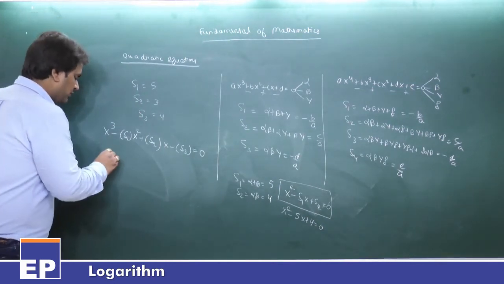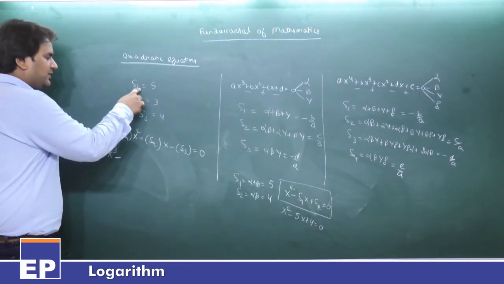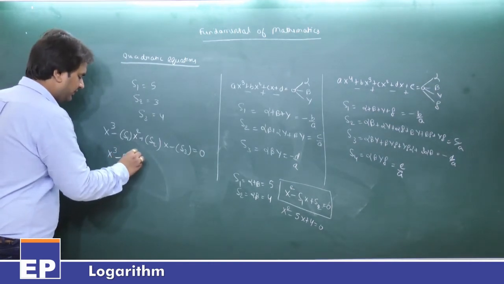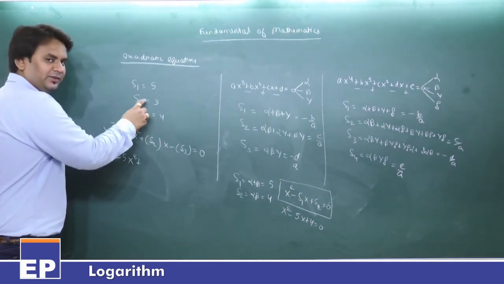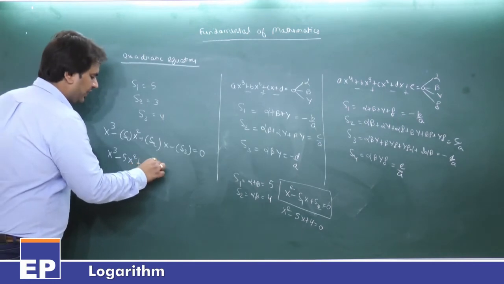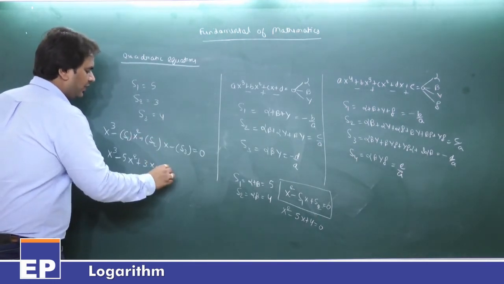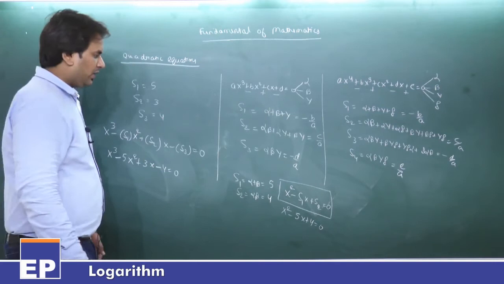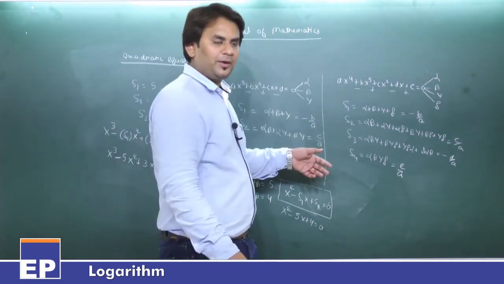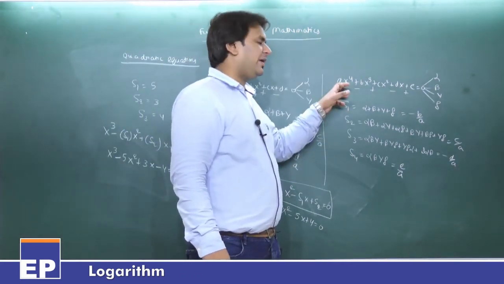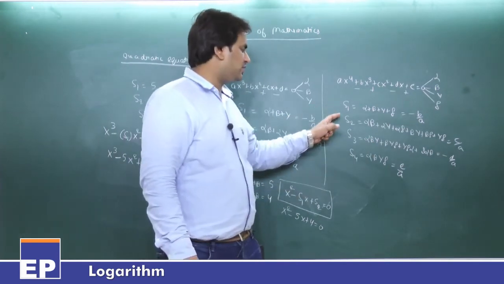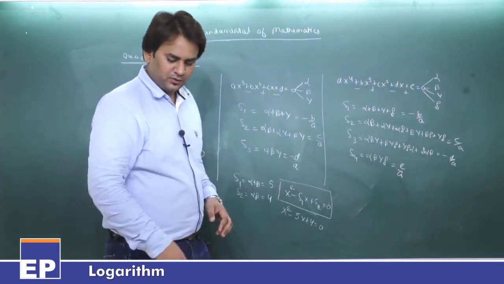Now it will become x to the power 3 minus, what is S1? It is 5, x square plus, what is S2? S2 is 3, so 3x, minus, what is S3? 4. That is equal to 0. Similarly, you can use the formula to find the biquadratic equation also if S1, S2, S3 and S4 are given. Okay, note it down.